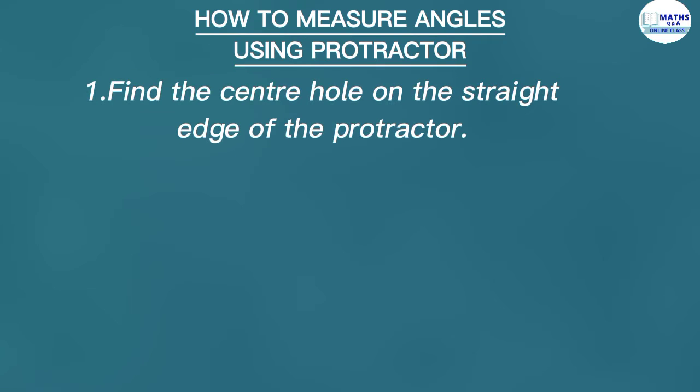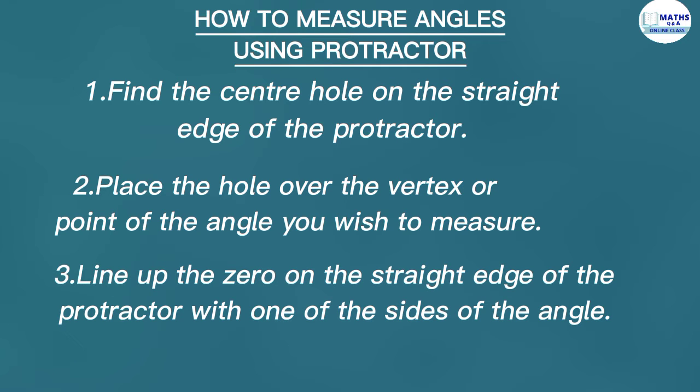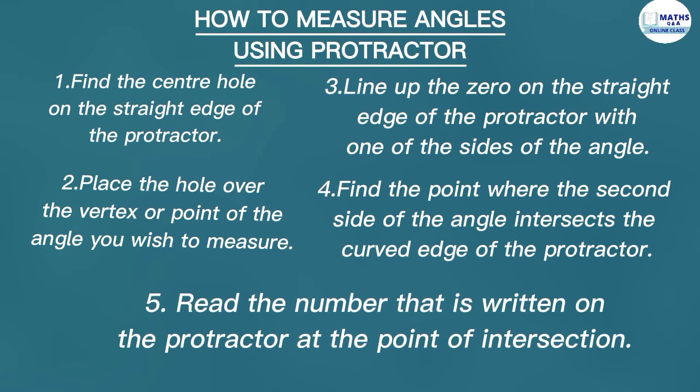1. You will find the center hole on the straight edge of the protractor, and then you place the hole over the vertex or point of the angle you wish to measure. The next thing you are going to do is you line up the 0 on the straight edge of the protractor with one of the sides of the angle. Then you find the point where the second edge of the angle intersects the curved edge of the protractor. Then you read the number that is written on the protractor at the point of intersection.